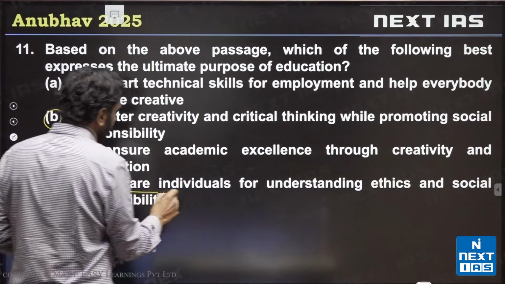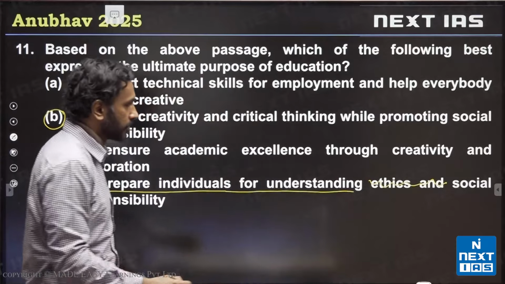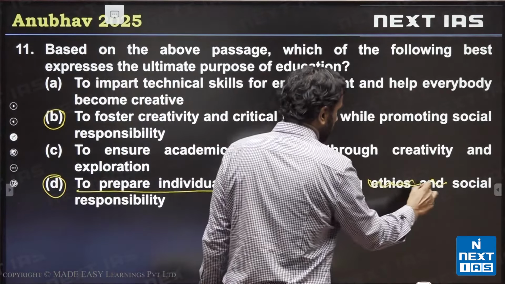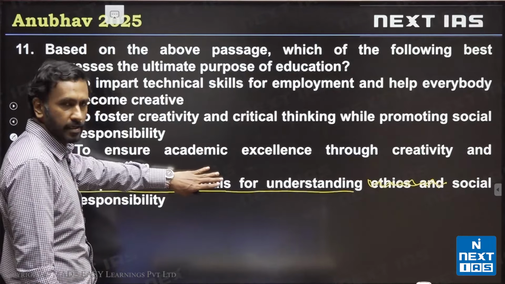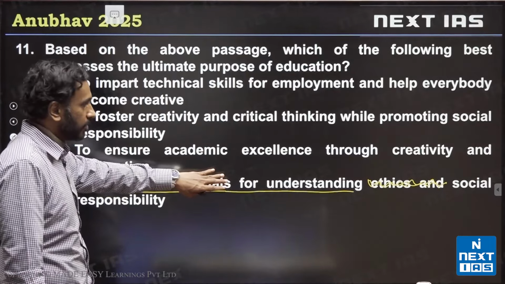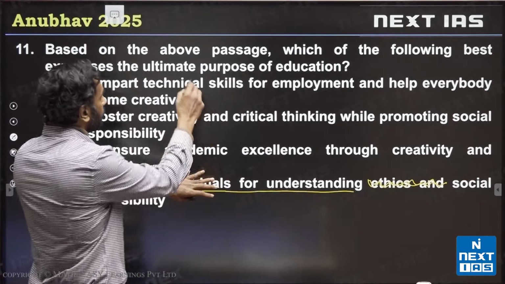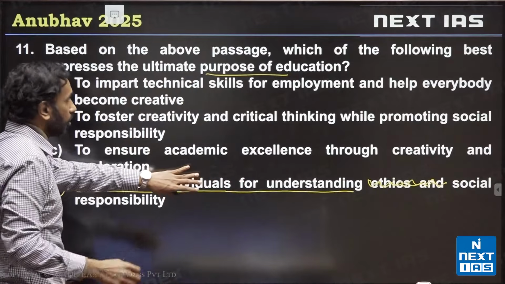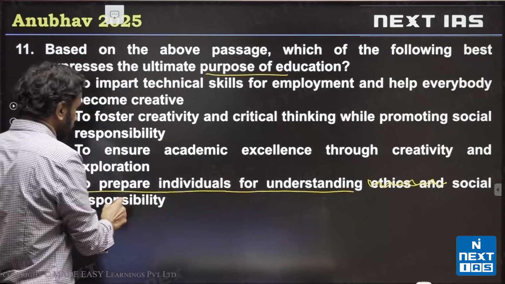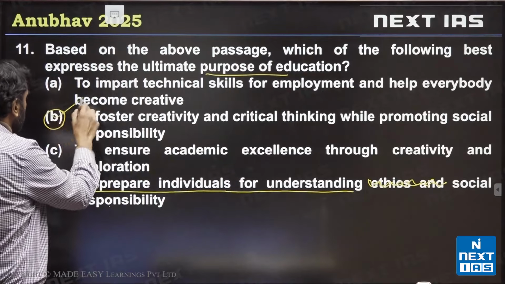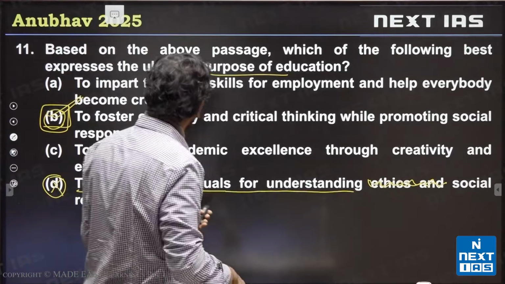Option D is saying to prepare individuals for understanding social responsibility. If we said individuals, through education, should better understand social responsibility, that's acceptable. That could be one of the purposes of education, not the ultimate purpose, but one of the purposes. I can't say to prepare individuals for understanding social responsibility. D is invalid. B is the correct answer for question 11. All right, question 11, answer B.